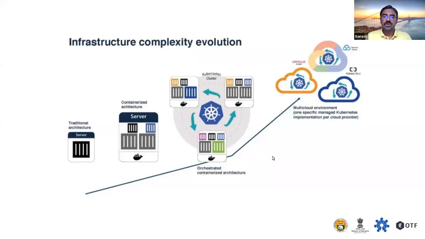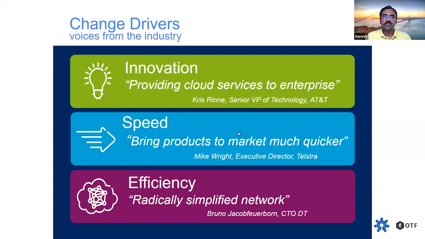So if you look at it, what are the drivers? When you talk about the change drivers, some of the voices are coming from industry thought leaders. There are three things coming our way. One is innovation, speed, and efficiency. When I say innovation, anything and everything we do, some kind of improvement is coming up. In the Japanese way of doing things, the Kaizen model, it is more of service improvement. That's where this innovation is coming in.